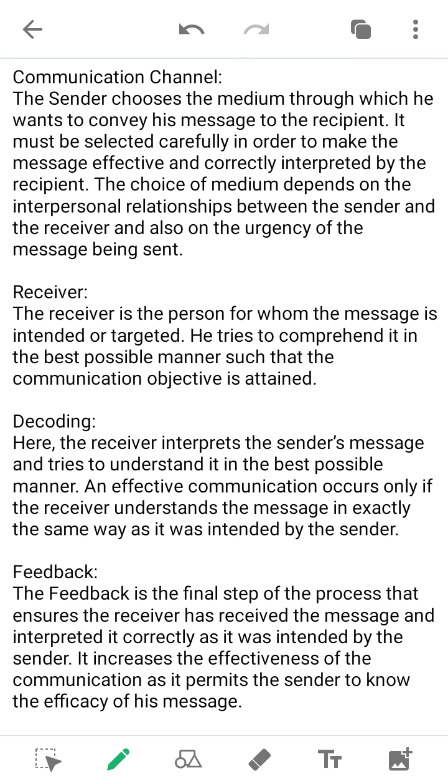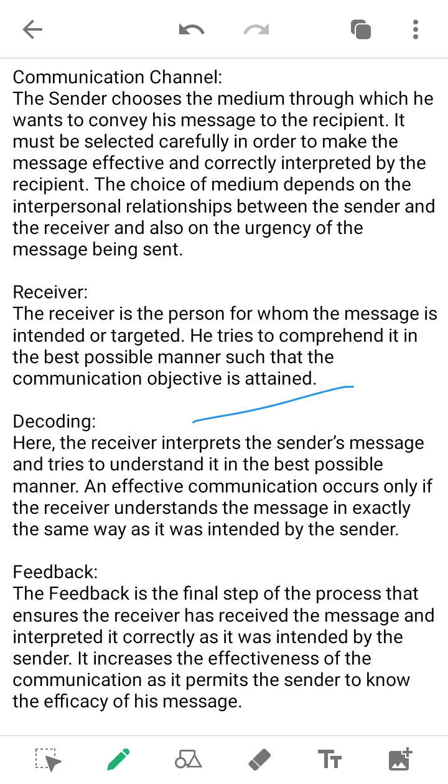And here in the slide, the sender chooses the medium through which he wants to convey his message to the recipient. It must be selected carefully in order to make the message effective and correctly interpreted by the recipient. The choice of medium depends on the interpersonal relationship between the sender and the receiver, and also on the urgency of the message being sent. Receiver, who received the message. The receiver is the person for whom the message is intended or triggered.